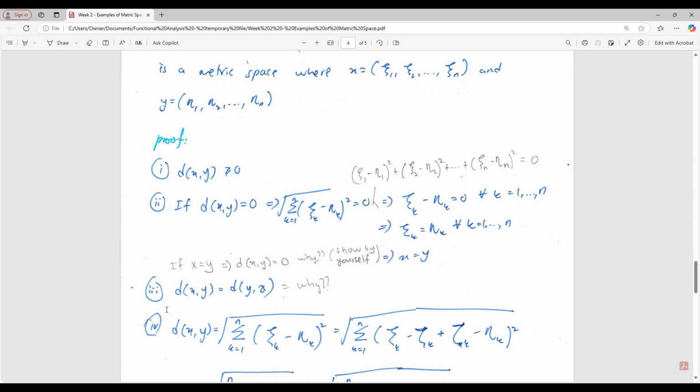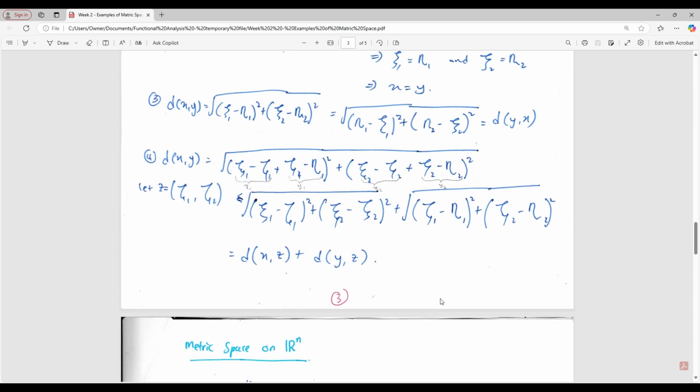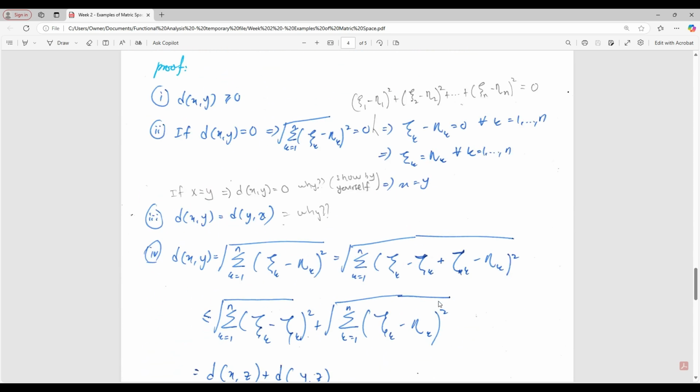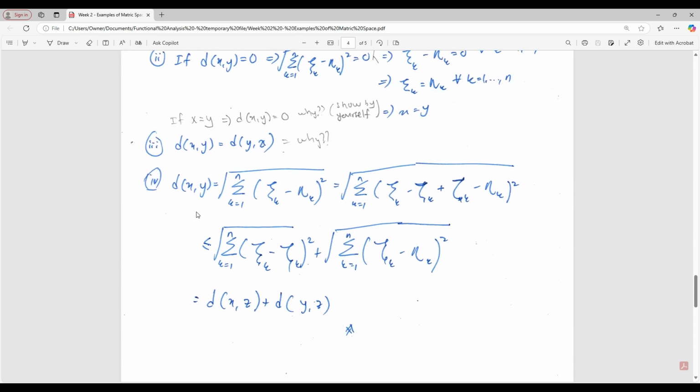So you have to show by yourself here. And last, the third one, the matrix satisfies the symmetrical properties. So this part also you need to prove. The proof is quite similar to the two dimension. You can follow the same procedure. And the last one is the triangle inequality.